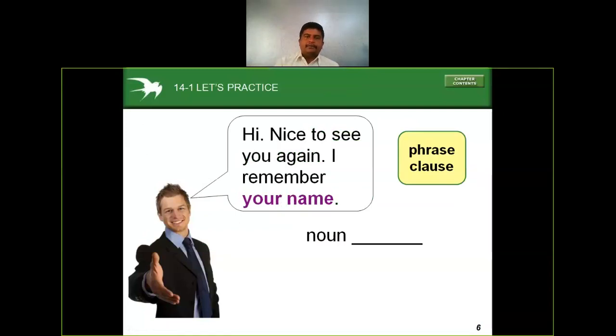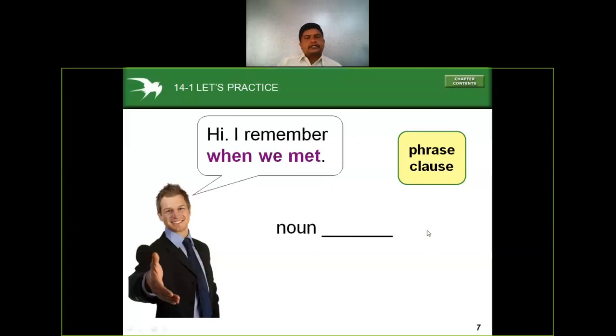Now, fill up the example. Hi, nice to see you again. I remember your name. It's a phrase. What can be here? A noun phrase. How do you say that it's a noun phrase? Because it is a group of related words. Hi, nice to see you again. I remember you. Am I right? It's a noun phrase.